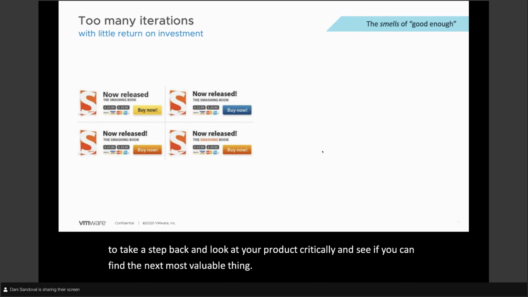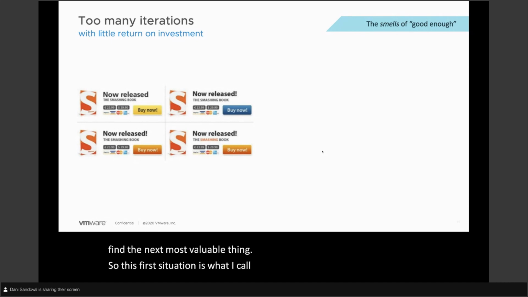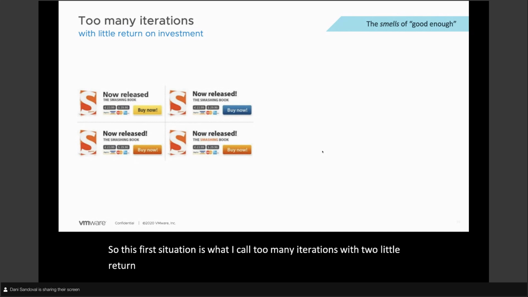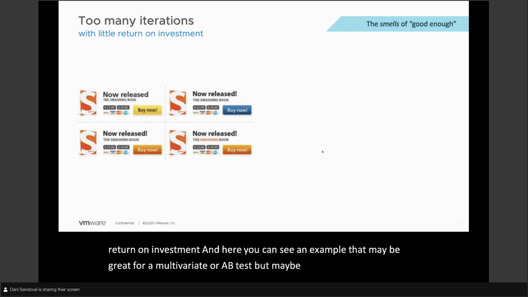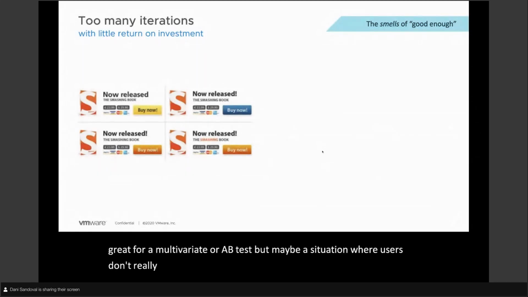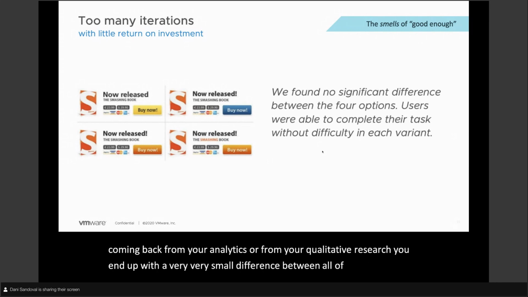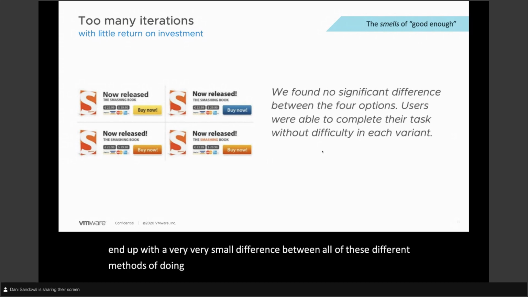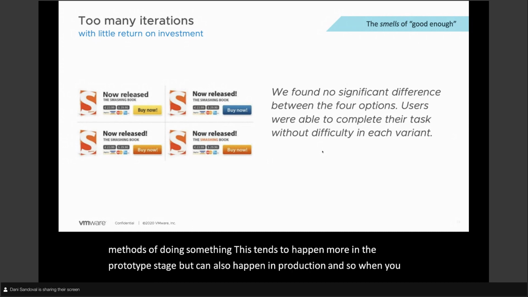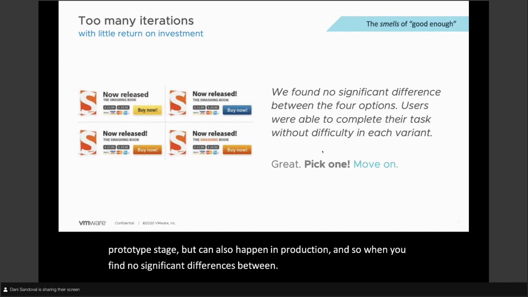So this first situation is what I call too many iterations with too little return on investment. And here you can see an example that may be great for a multivariate or A/B test, but maybe a situation where users don't really care one way or the other. And the way you can tell is if, coming back from your analytics or from your qualitative research, you end up with a very, very small difference between all of these different methods of doing something. This tends to happen more in the prototype stage, but can also happen in production.